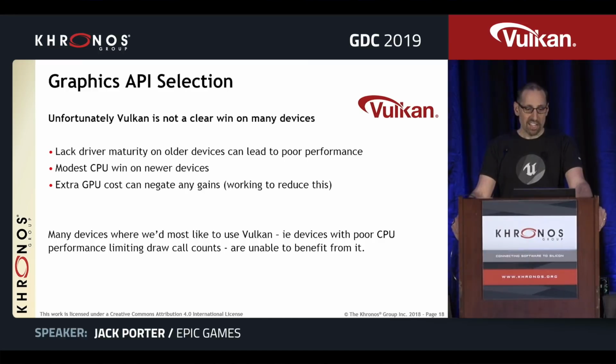But in the end, many of the devices where we'd love to be using Vulkan, devices with poor CPU performance, which is really limiting our draw call counts, are precisely the devices that we're unable to benefit from. So we're hoping as time goes on, there's been improved adoption and improved driver quality, this problem will go away. But right now, Vulkan has not been able to solve problems for us on the very low end of devices that we'd really like to be able to support.